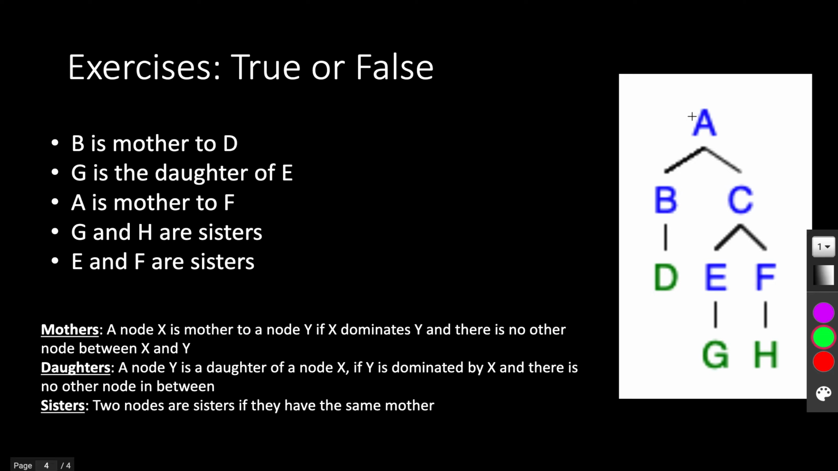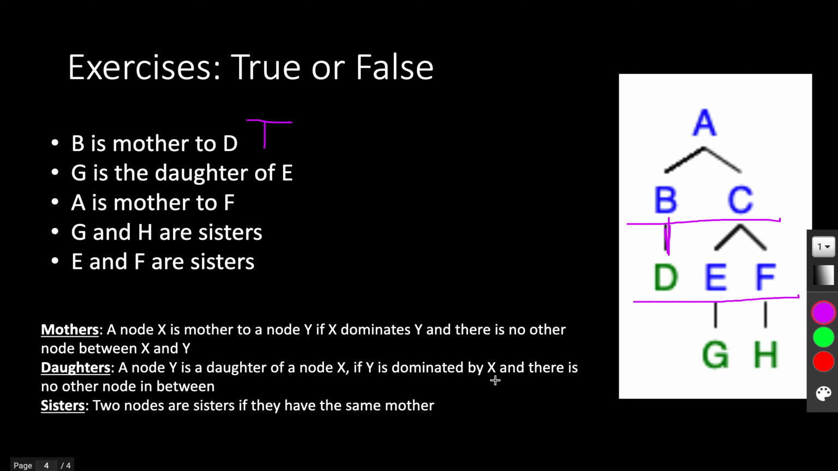All right. So our first statement is that B is the mother of D. If we look at our definitions down here, we first need to figure out, does B dominate D? So it looks like yes, it does, right? It's above D on the tree, and we can draw a line straight down from B to D. And then is there any node that gets in between B and D? And no, there is not. So that is going to be true.